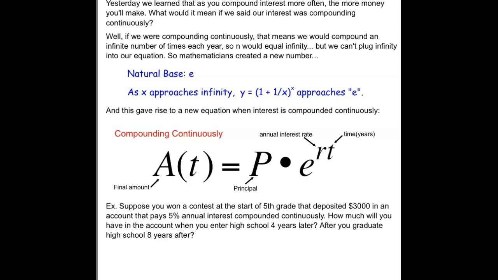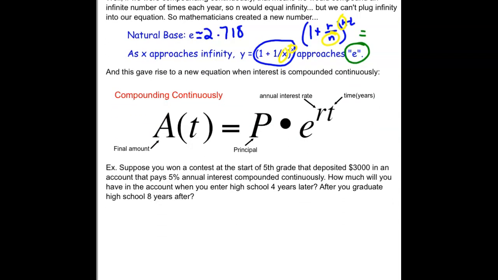As x approaches infinity, this expression, which should look kind of familiar, because yesterday we talked about 1 plus r divided by n to the nt power. So it's very similar to that, 1 plus 1 over x to the x power. As this n or x value increases to infinity, this whole expression is going to approximate e. Okay? And e is basically 2.718. It's, again, a number kind of like pi, a decimal that keeps going, but it's about 2.718.